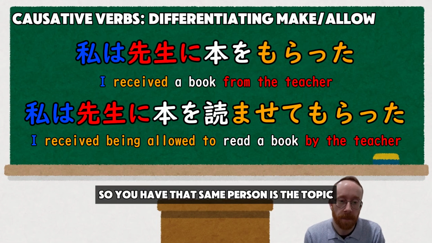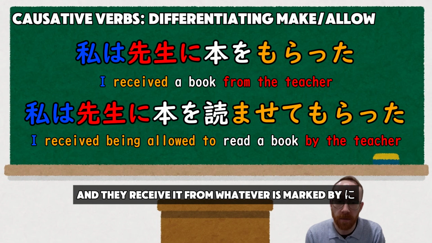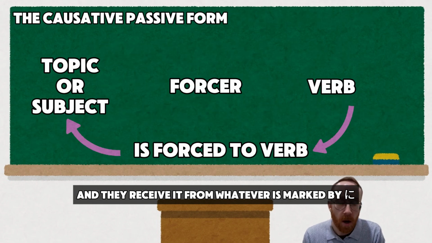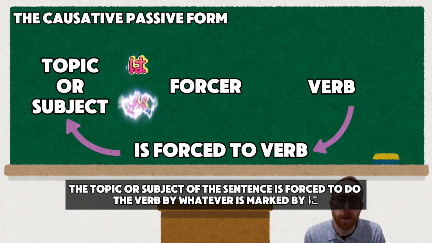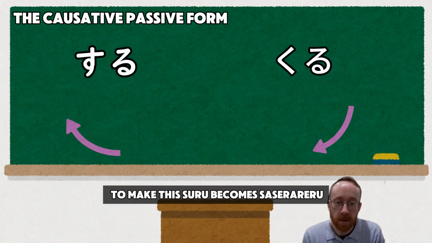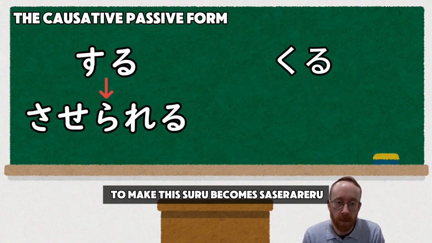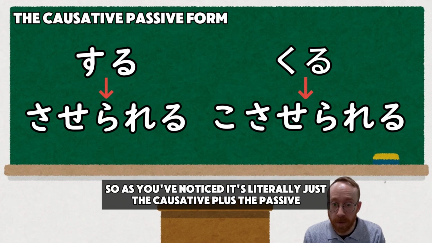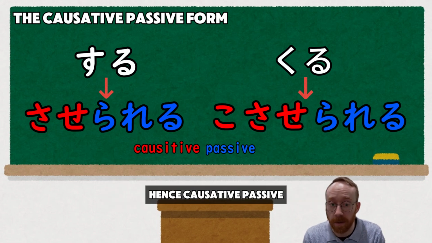So you have that same person is the topic and they receive it from whatever is marked by ni. Finally, the causative passive means that the topic or subject of the sentence is forced to do the verb by whatever is marked by ni. Something else, someone else. To make this, suru becomes saserareru, kuru becomes kosaserareru. So as you've noticed, it's literally just the causative plus the passive, hence causative passive.